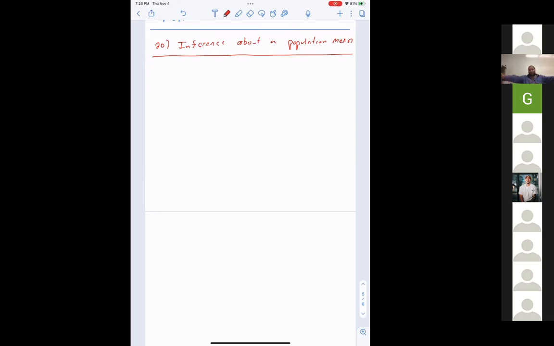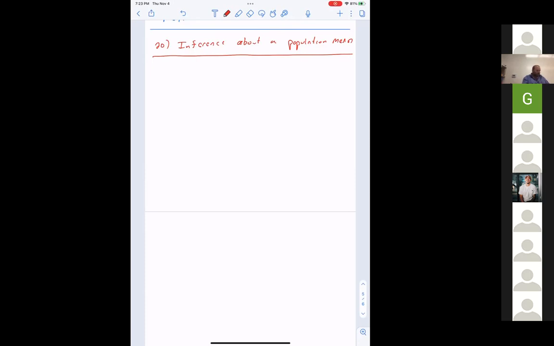Proportions. They've all been proportions. One proportion, large sample. One proportion, small sample. Two proportions if we got that far. I don't recall if we did two proportions or not. Did we do two proportions? I really don't remember all the details. I have too many classes going.